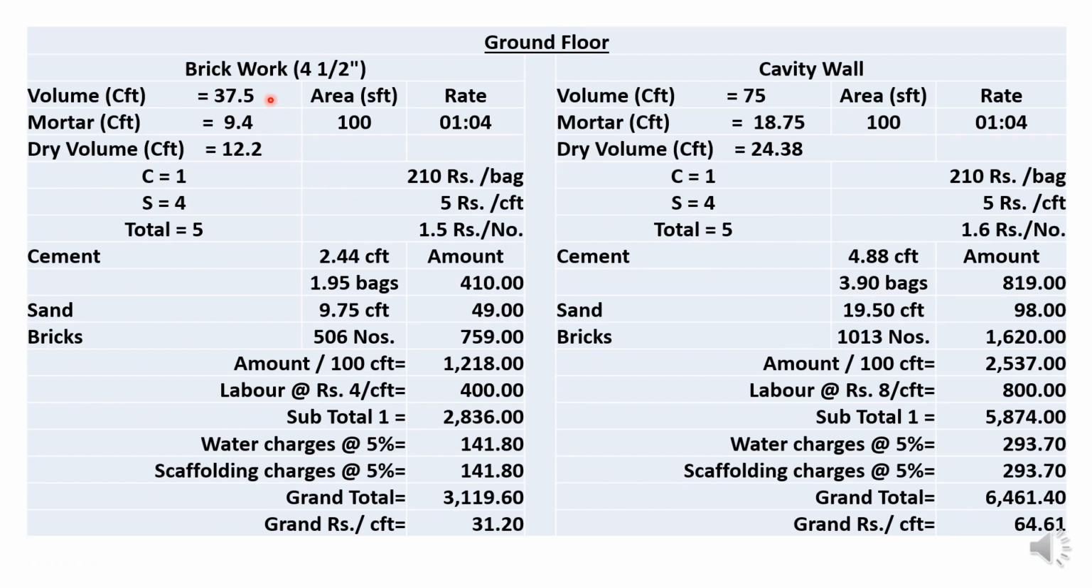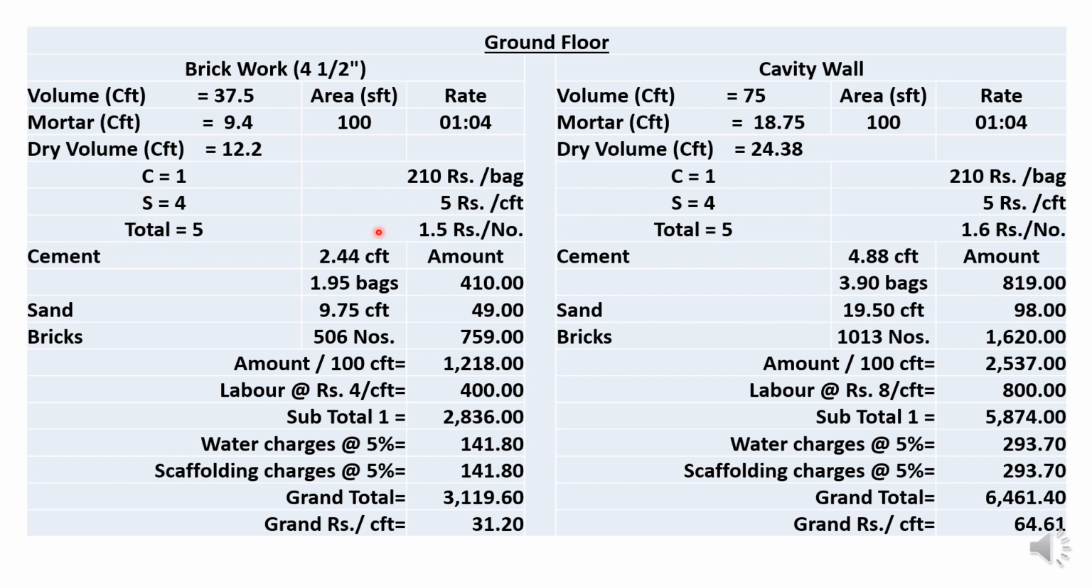Let us come to brickwork 4.5 inches. In the ground floor, if it is done, what will be the cost? Volume required 37.5 cubic feet. Area is 100 square feet. Mortar CFT is 9.4. Rate is 1.04. Dry volume is equal to 12.2.